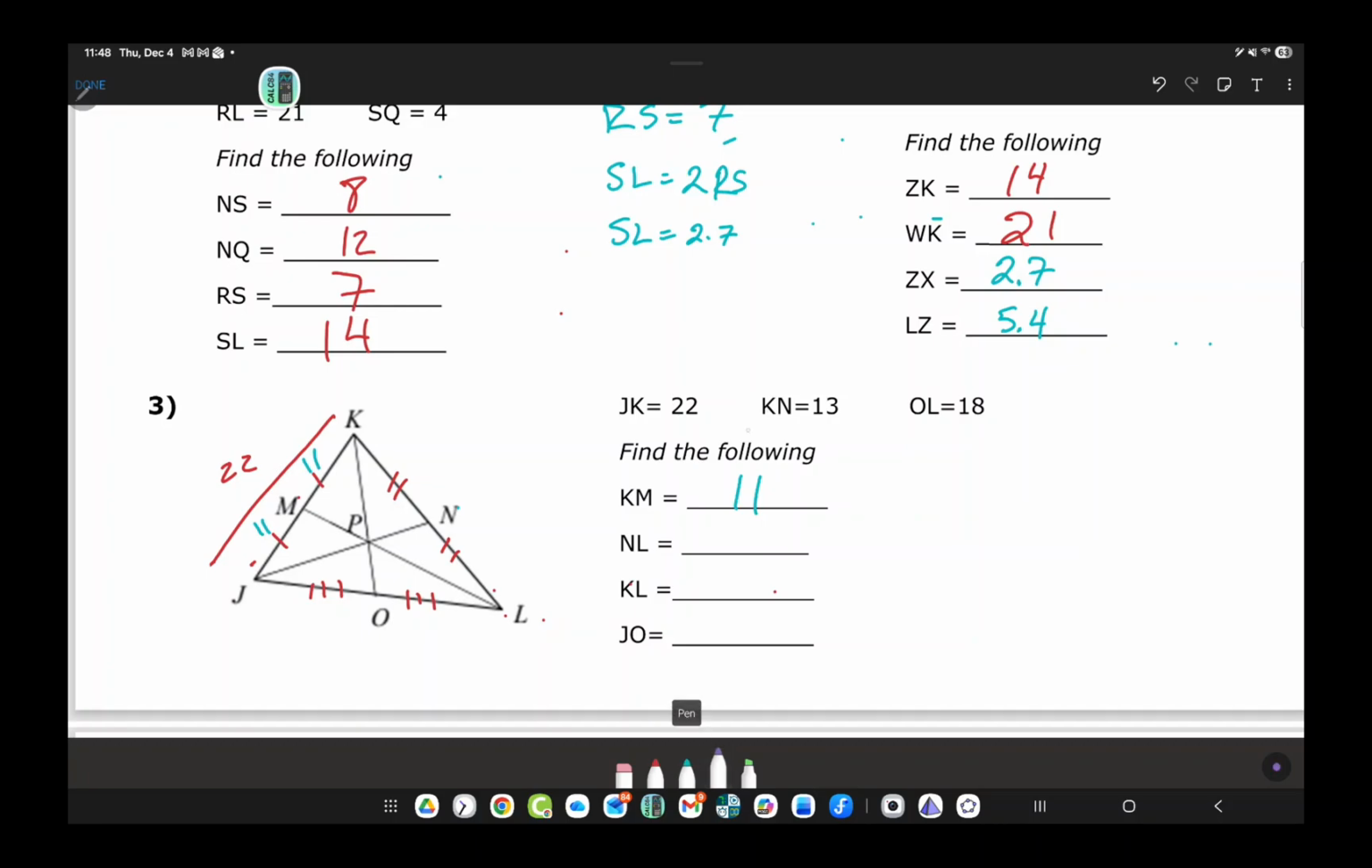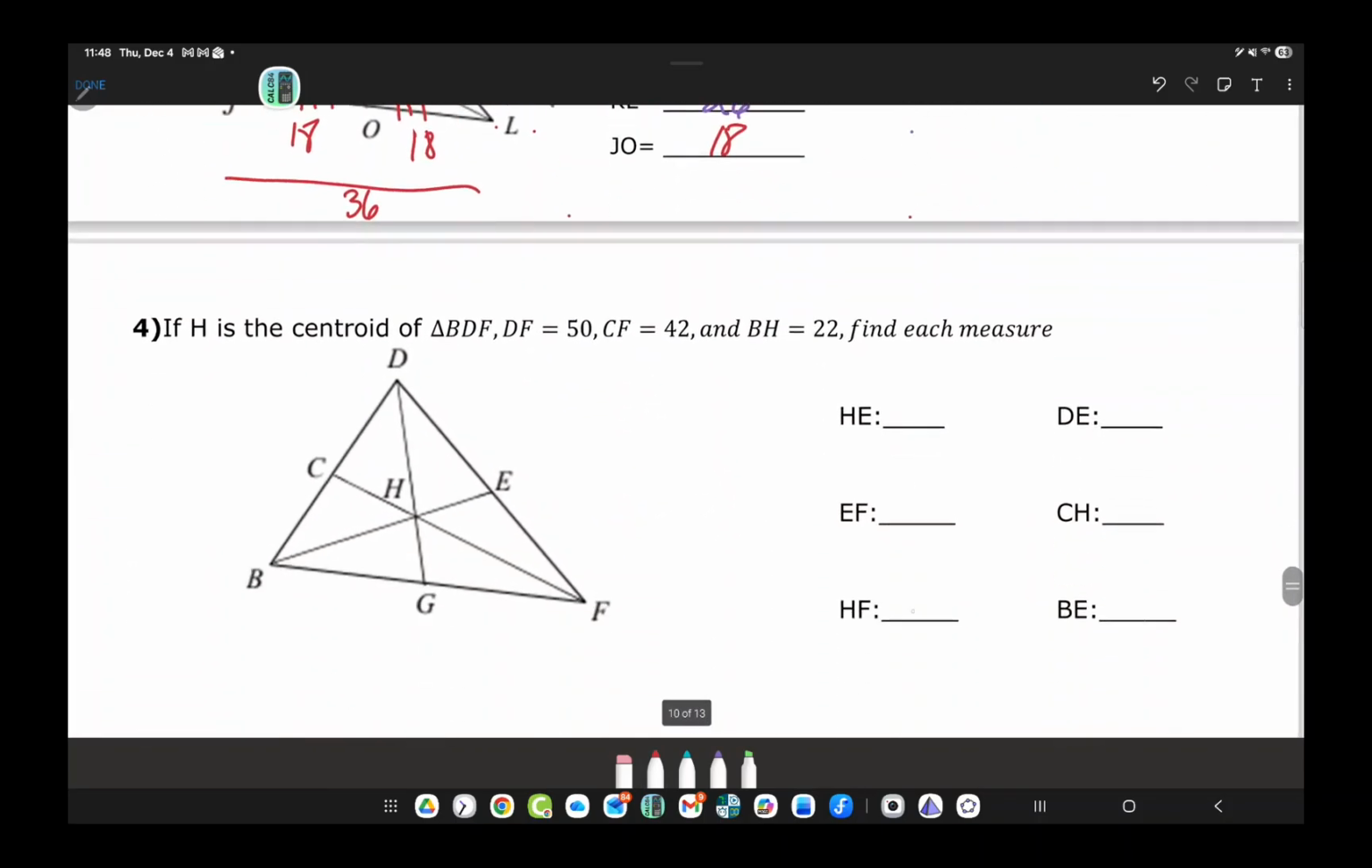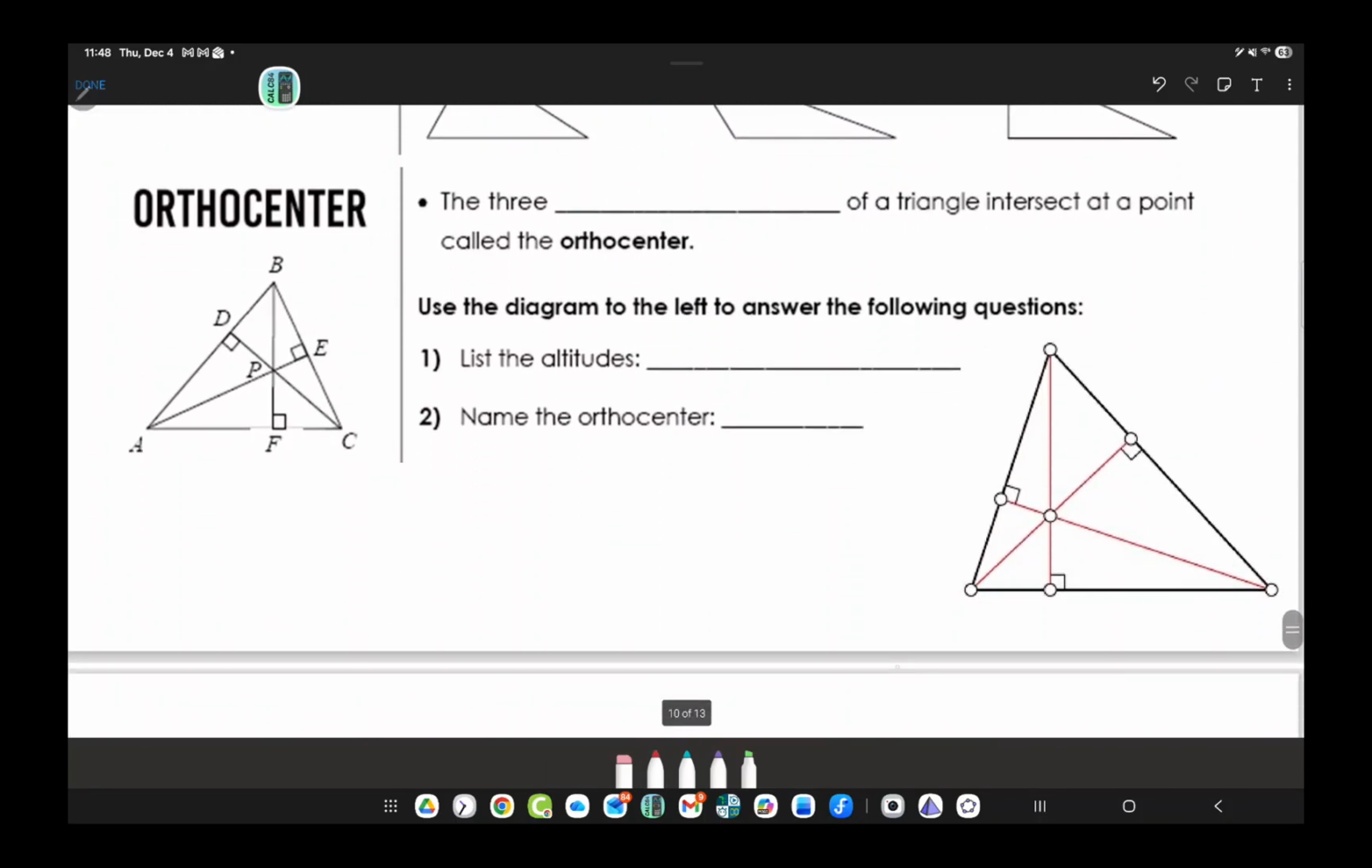They give us that KN is 13, which means NL is 13, and KL is 26. And then OL is 18, which means JO is 18, which means JL is 36. I don't think we need the last one, but it's there anyway. Almost done.